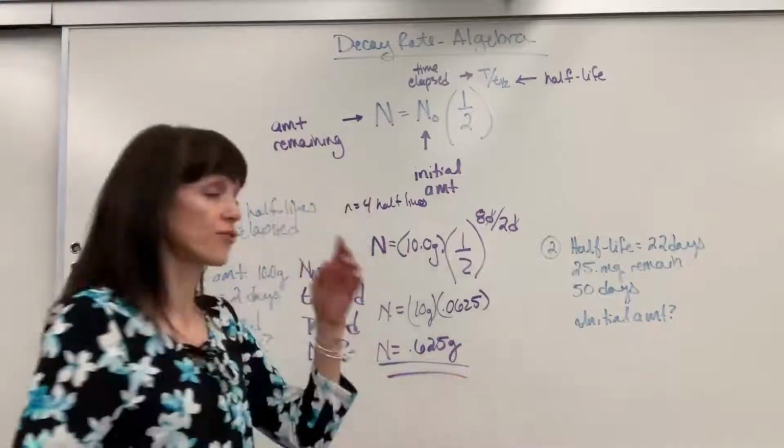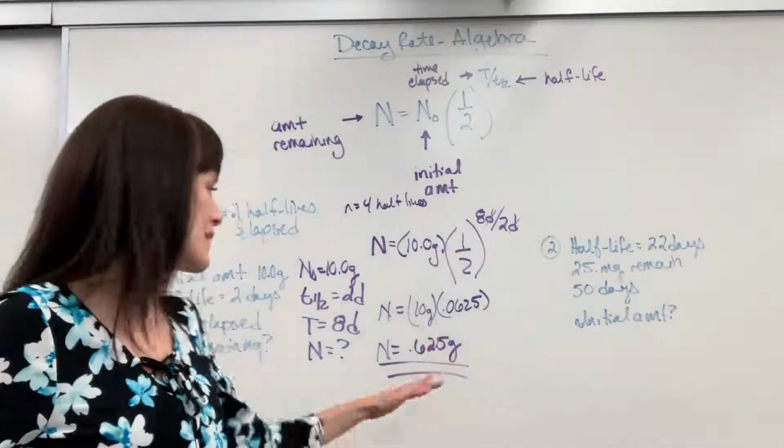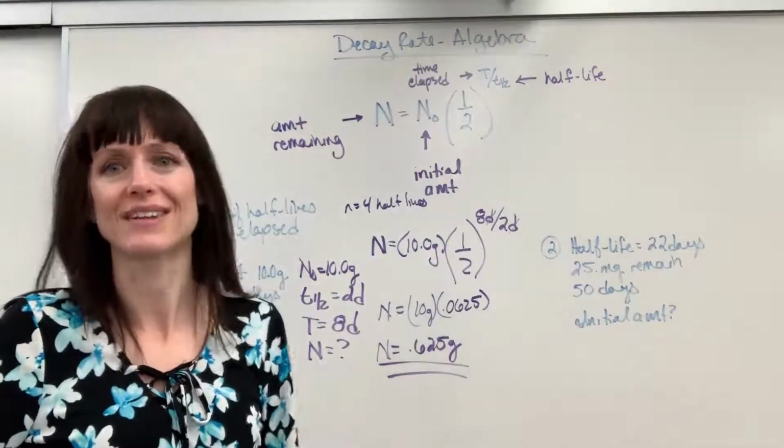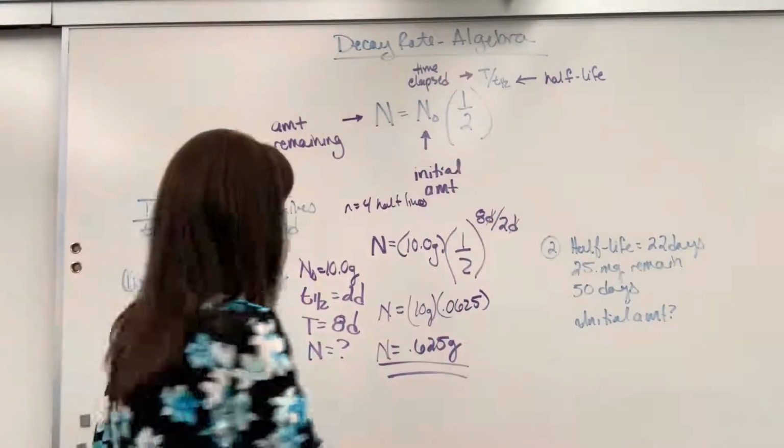This underwent 4 half-lives, started with the 10 grams, and we ended with the 0.625. So it's really just a plug and chug once you get everything labeled. Okay, let's do another one.